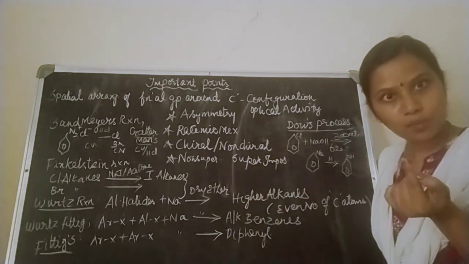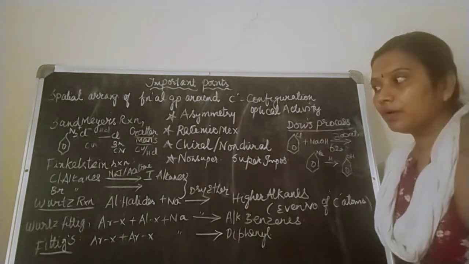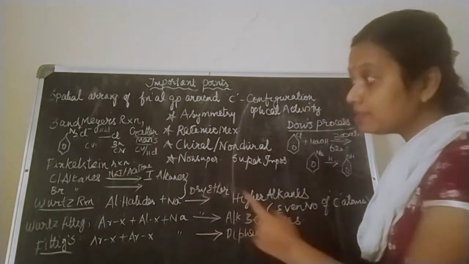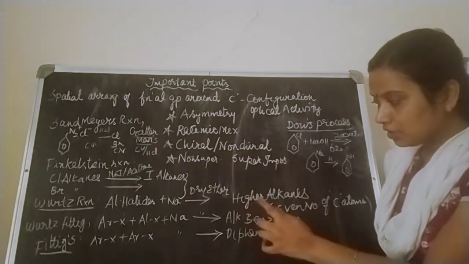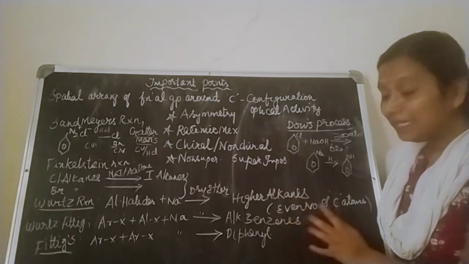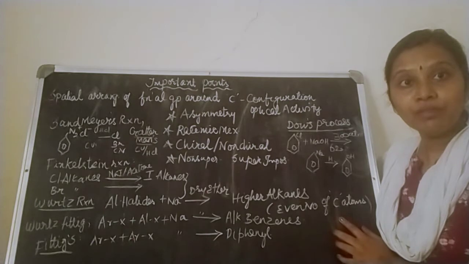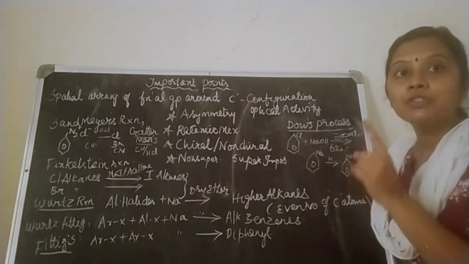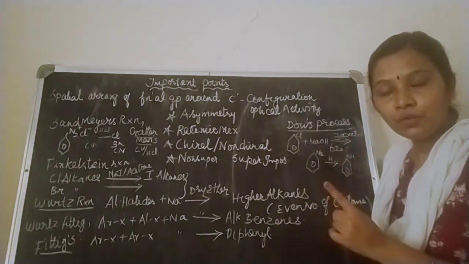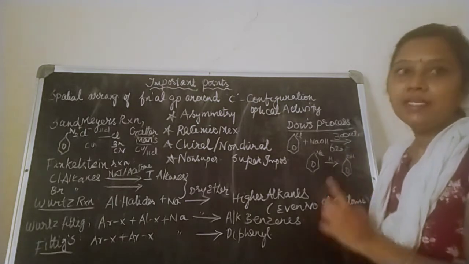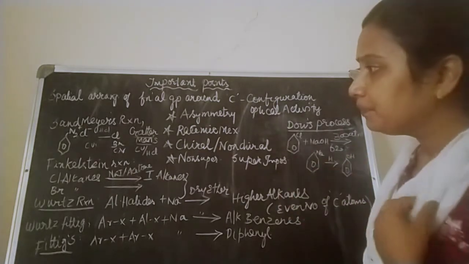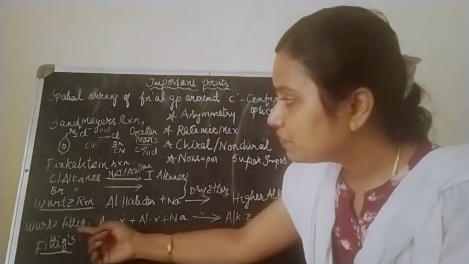But the important point which you should remember for Wood's reaction is, see, in Wood's reaction, you will be getting alkanes with an even number of carbon atoms. You will not be able to get an alkane with an odd number of carbon atoms. So Wood's reaction will give you alkanes with an even number of carbon atoms. Okay, clear. Then what is Woods-Fittig reaction?